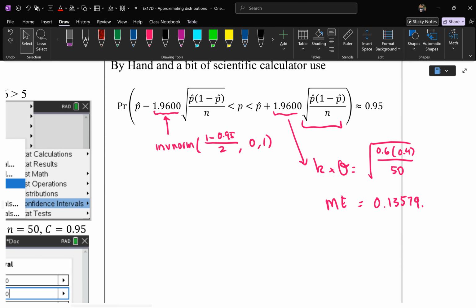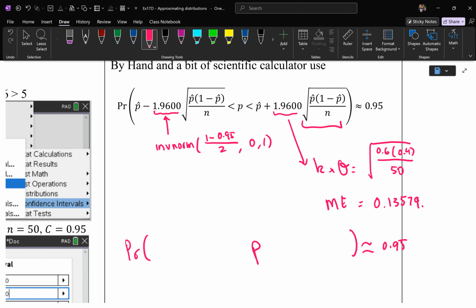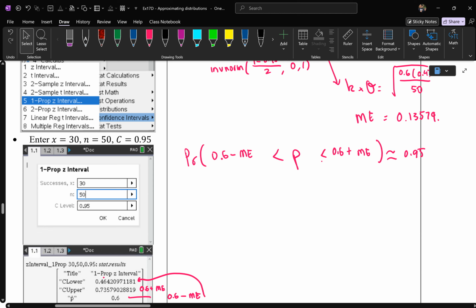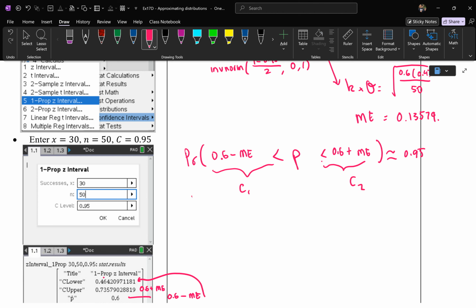And then to find your confidence interval, you've got ME. So the probability that the confidence interval of you being 95% confident is between P hat, which is 0.6, plus whatever you got for ME, and 0.6 minus whatever you got for ME. You should then be able to get your C1 and C2. Usually they ask you to find C1, C2, which is a confidence interval.